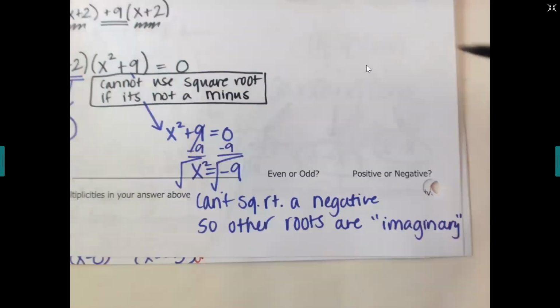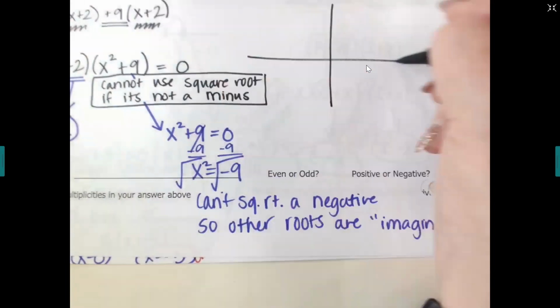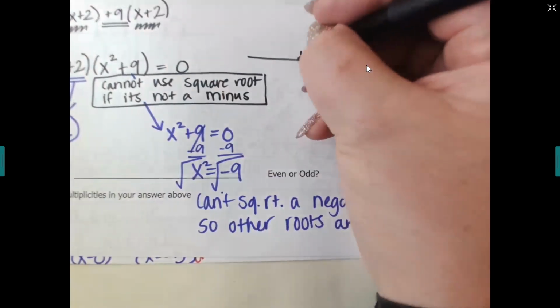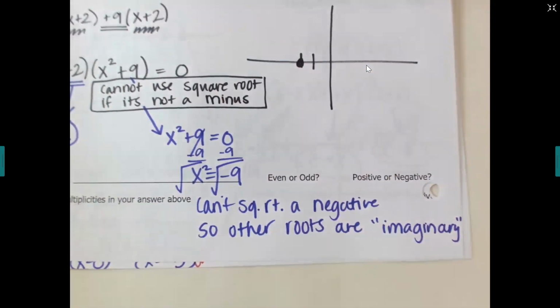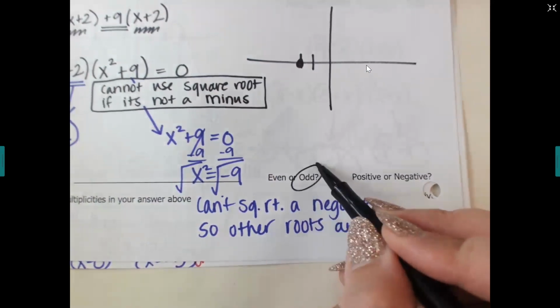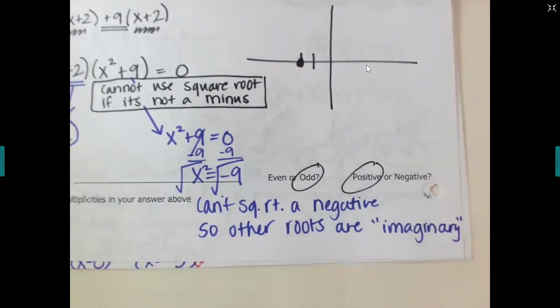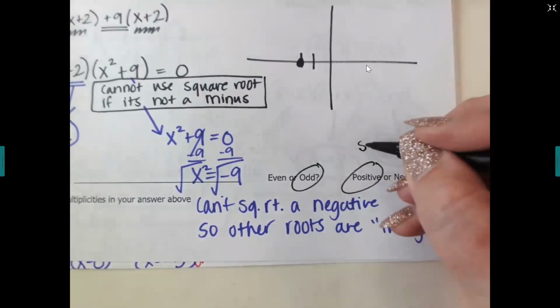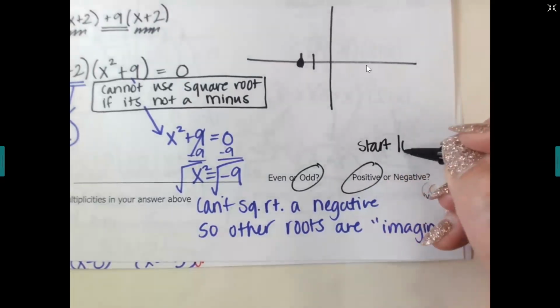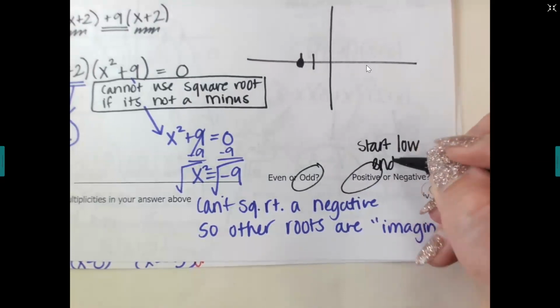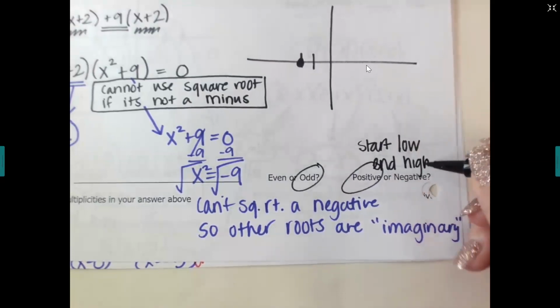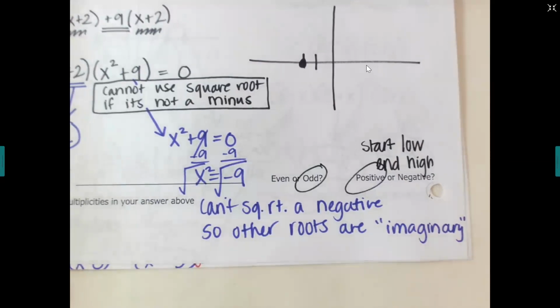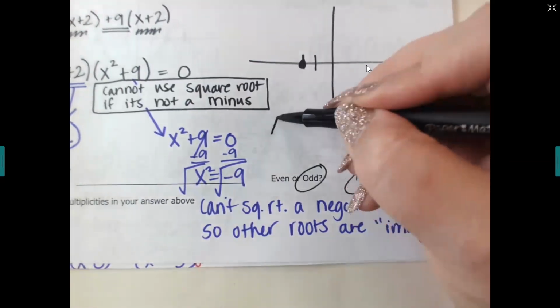Set up your little grid here. We're gonna cross at -2. This is an odd graph. And the initial term is positive, so where's it gonna start? Start low and end where? High, because we know the ends have to go opposite, right? So start low, I want you to pass through at -2, because it was a single.